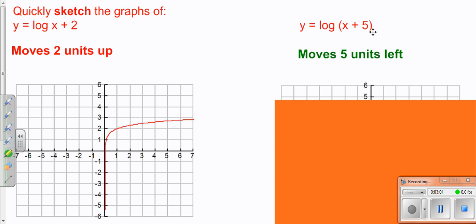When I look at this one here, you got to think, oh, that plus 5 is hanging out with the x, so that's going to move it left and right. Since it's a plus 5, it's going to move it to the left, kind of the opposite of what you would initially think.